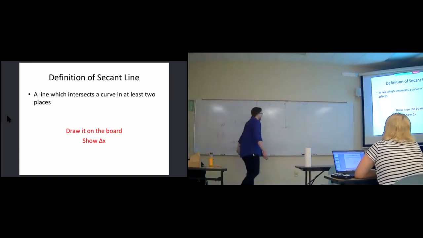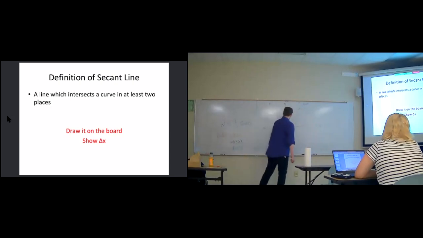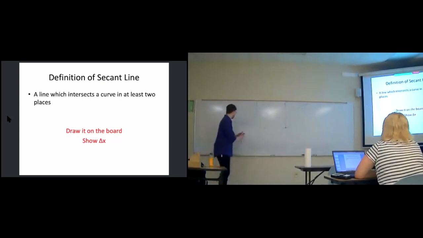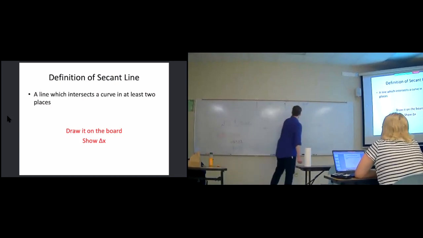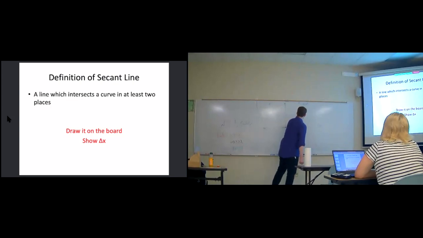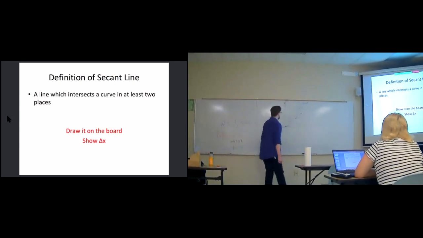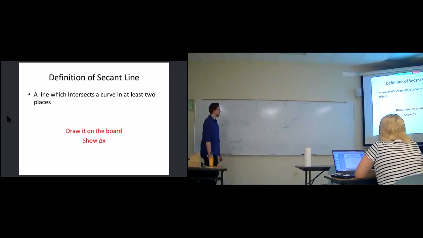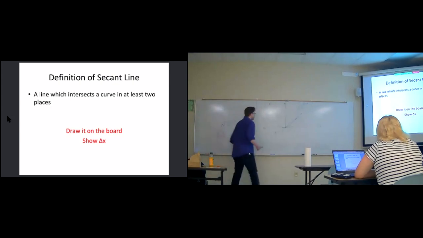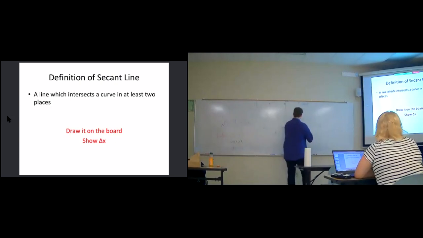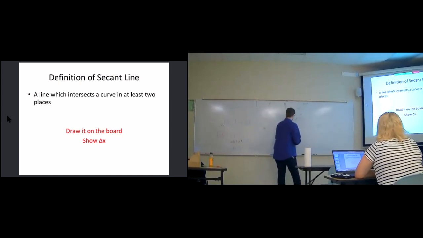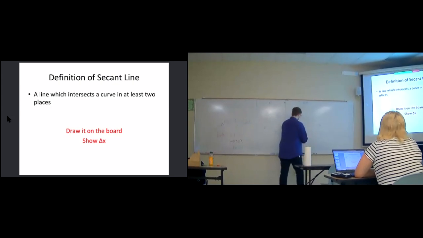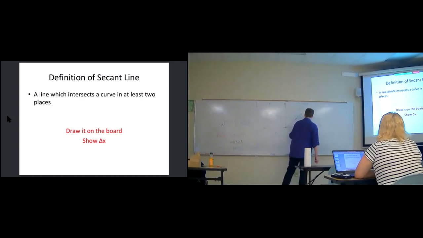Now, let's fix this point. We're going to hold that point there. We're going to choose another point down here. Let's say 1, 1. Another secant line. So this is obviously not drawn to scale. X equals 1, x equals 2.